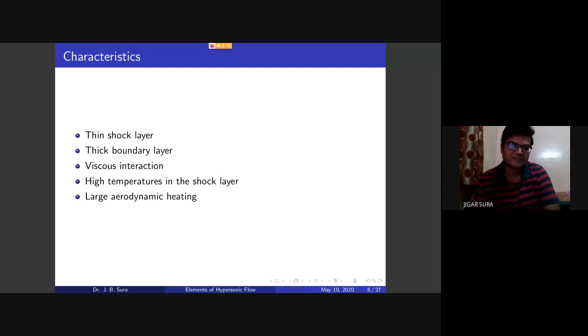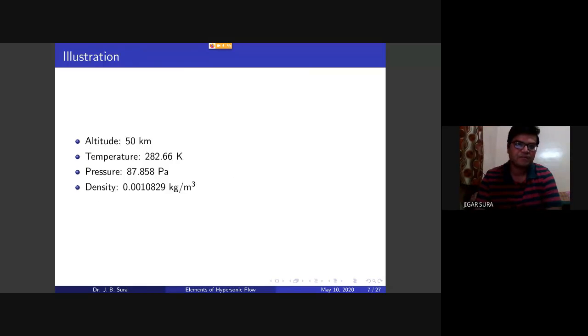And this friction, this viscous interaction and high temperature cause large aerodynamic heating. So even though you are flying with an outside temperature of 200 or 215 Kelvin, just because of your speed, the temperature on the surface can become so high that it can melt the surface. And this is one of the reasons why Columbia fell. It met with an incident.